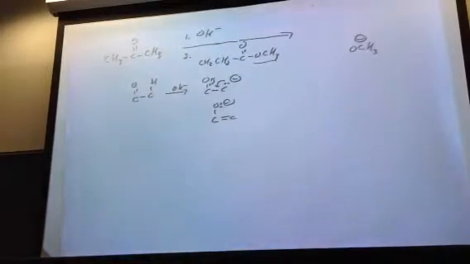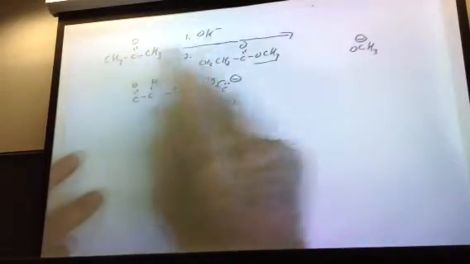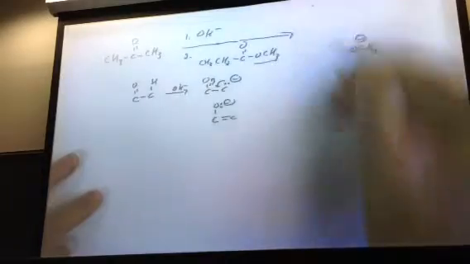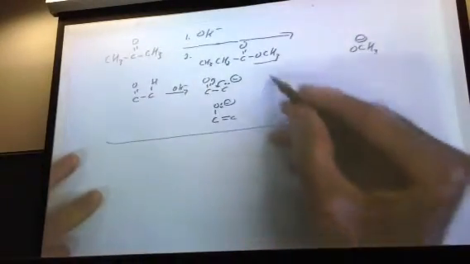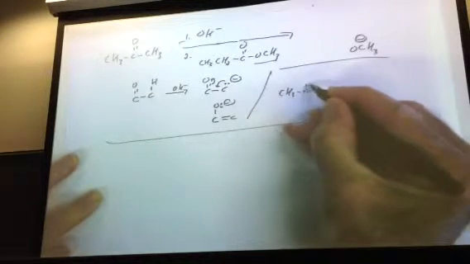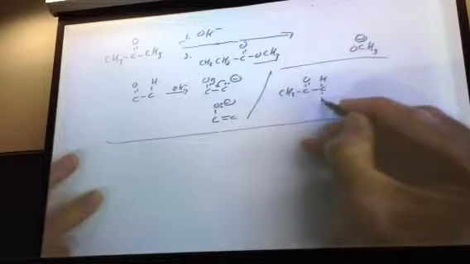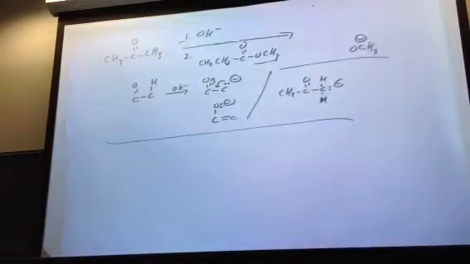Relatively stable anion, and so the hydrogen comes off pretty easily. Next door to this. So if you add hydroxide to this, what you can generate in the first step is this fancy nucleophile. And then this can do anything other nucleophiles can do.